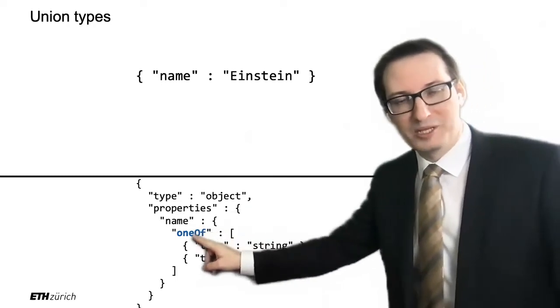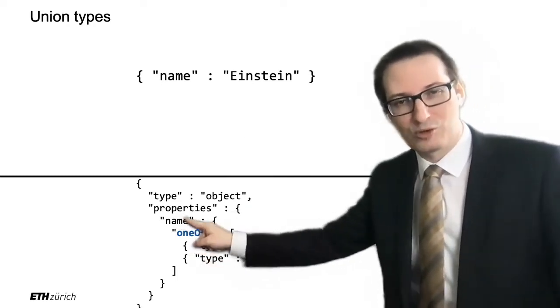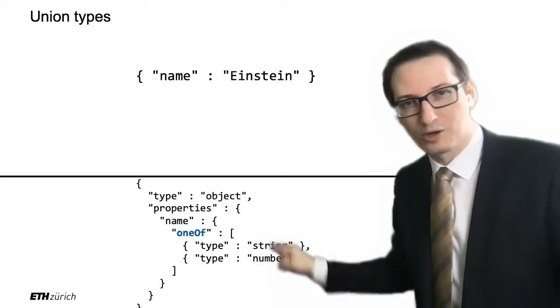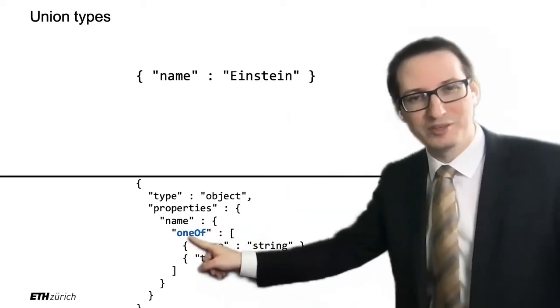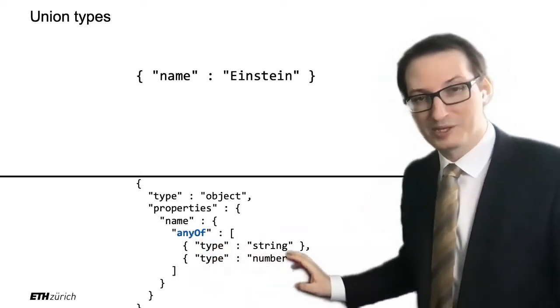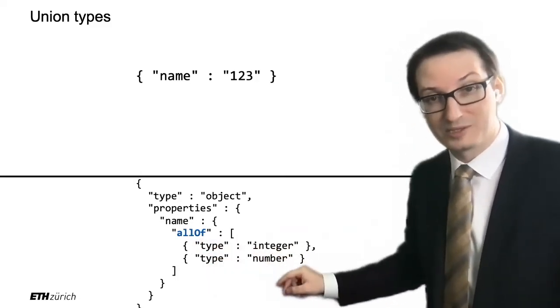You also have the possibility to have union, meaning that you can say that the property name is one of string or number. So here it's a string, so that's fine. Any of, I don't really know the difference between the two. If it's synonyms, maybe there's something subtle, but basically it's the same idea.